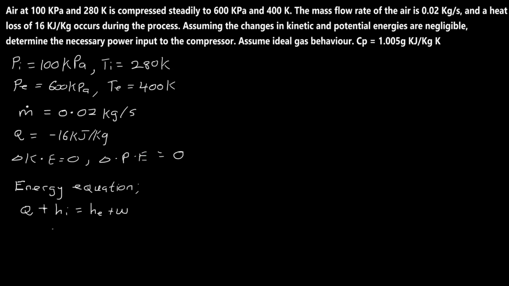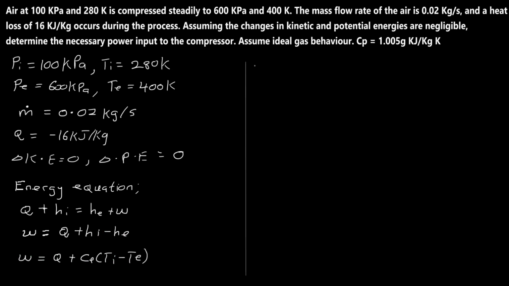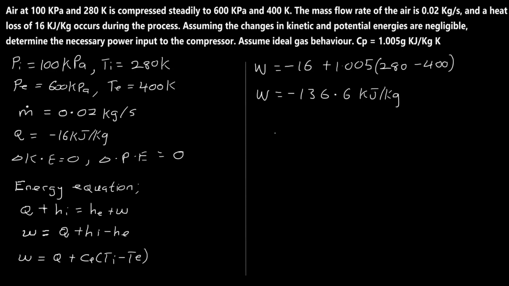We can therefore write our energy equation for this process as heat flow plus inlet enthalpy equals exit enthalpy plus work done. We can rewrite this as work done equals heat flow plus inlet enthalpy minus exit enthalpy. And since we're assuming ideal gas behavior, we can write the inlet enthalpy minus the exit enthalpy as the specific heat at constant pressure times inlet temperature minus exit temperature. Substituting all our known values, we obtain minus 136.6 kilojoules per kg. This is the work done per unit mass of air that passes through the compressor, and it is negative, meaning work is done on the fluid.